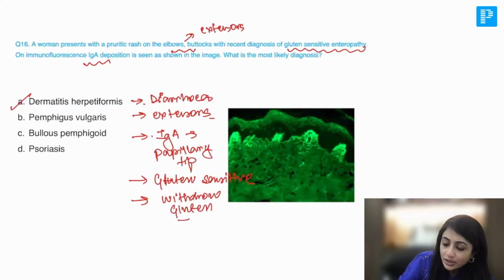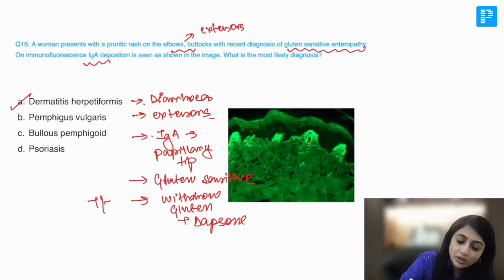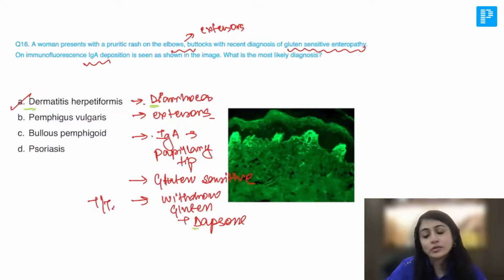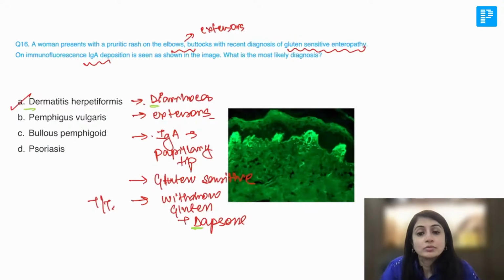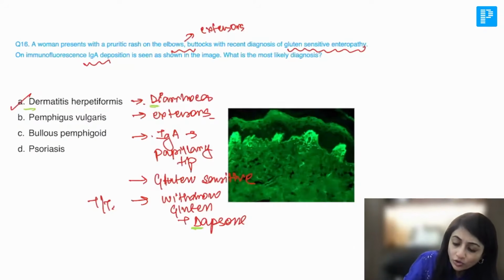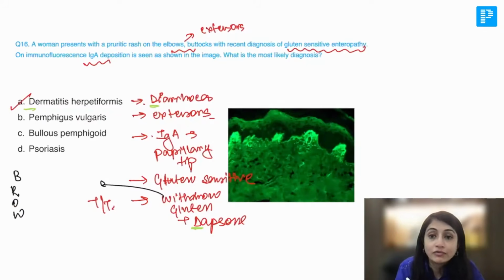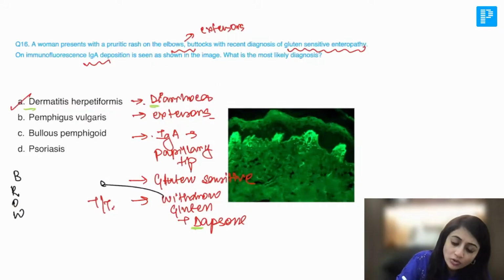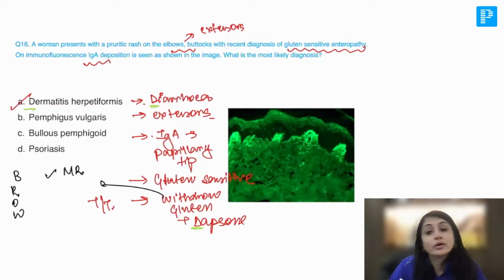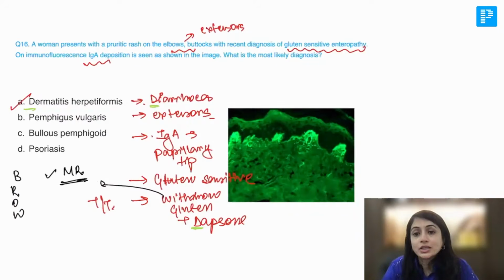So D is very favorite with dermatitis herpetiformis. So dermatitis herpetiformis, diarrhea, dapsone, this is all important for dermatitis herpetiformis. When you say you withdraw gluten, what do you withdraw? You withdraw BROW or BRO: barley, rye, oats, and wheat. But you are allowed to take maize and rice, or MR. Right? So DH is again very important.